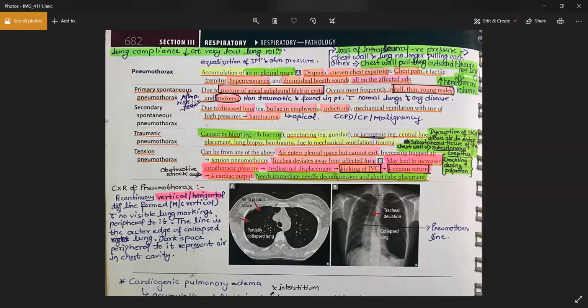Let's discuss what types of pneumothorax you can have. You can have a primary spontaneous, secondary spontaneous, traumatic, and tension. So spontaneous, that happens spontaneously, of course, as the name suggests. It could be a primary type that can happen because of a rupture of an apical subpleural bleb or cyst. If you have a subpleural bulla or a bleb, it can sometimes get ruptured, and if it gets ruptured, you can end up having a pneumothorax.